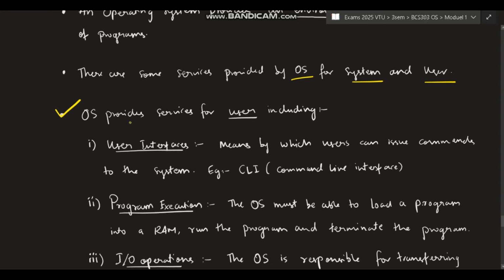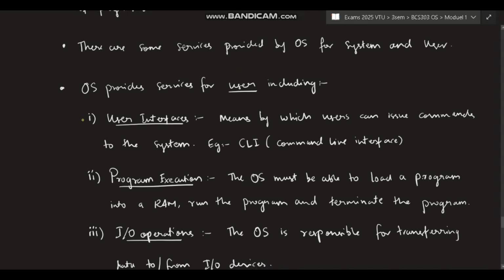First one is OS provides services for the users, including... Okay, so there are some services provided for the user. Let's discuss each one by one. The first one is user interfaces, means by which users can issue commands to the system. So OS provides the command line interface, which is the CMD. The CMD we have in the system, right? CLI, command line interface. So that is provided by OS.